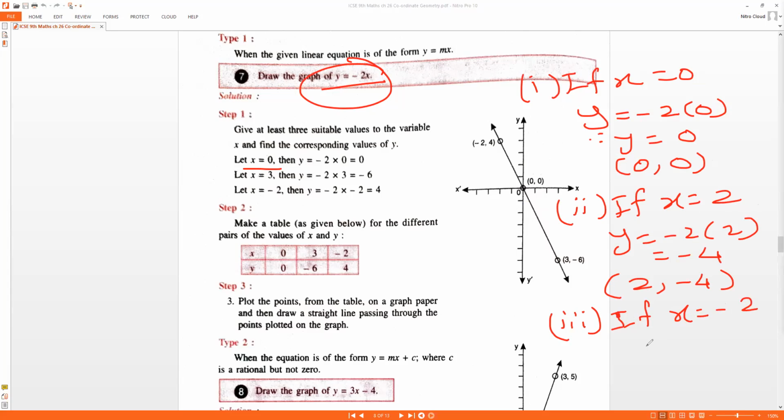And lastly, third, if x is equal to minus 2, then y will be minus 2 into minus 2, that will be 4. So the point will be minus 2 comma 4. Do you understand?